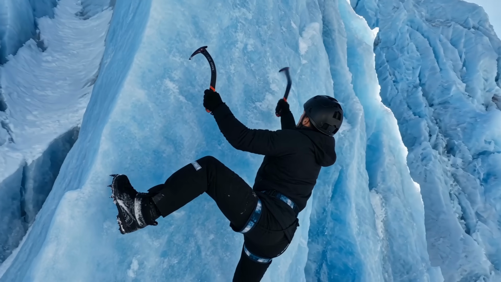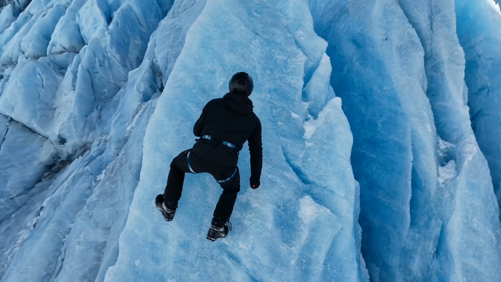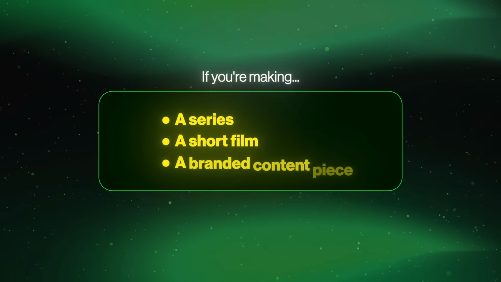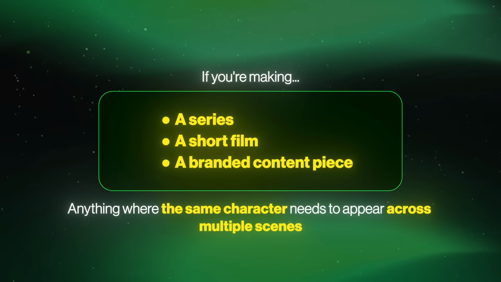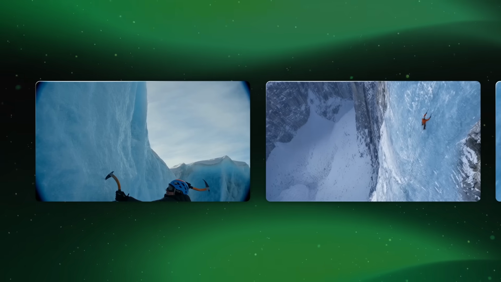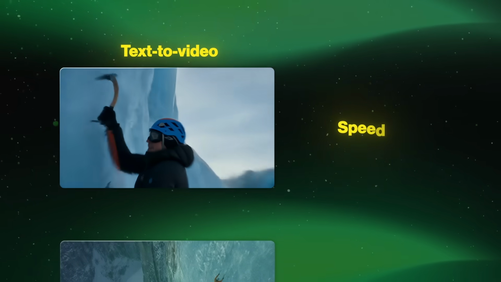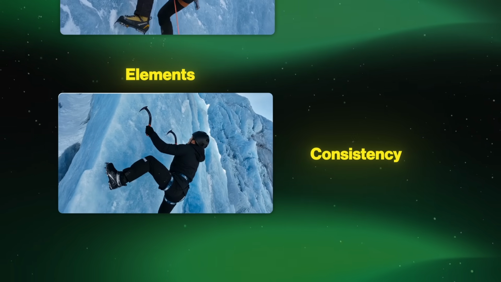The orbit camera move also gives it that cinematic pullback that makes it feel like a real production shot rather than a generated clip. This is the method for anyone building a multi-clip story. If you're making a series, a short film, a branded content piece, anything where the same character needs to appear across multiple scenes, elements are how you do it without losing consistency between every single generation. We've just built 3 completely different clips of the same scene, each one more controlled than the last. Text to video gave us speed, image to video gave us visual accuracy, and elements gave us consistency across clips.